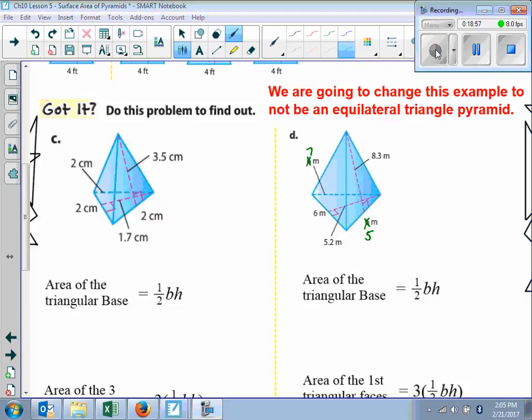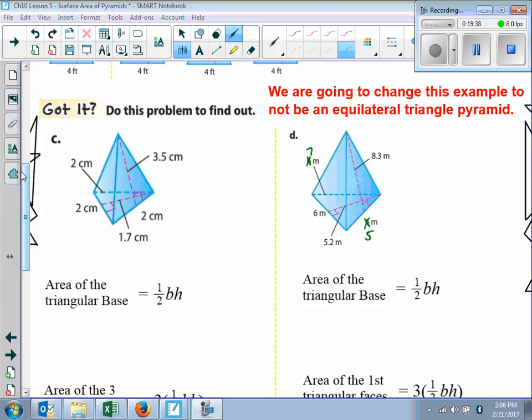All right, so we're going to do example D, right? And here we're going to change this because I wanted to show you how to do this if it's not an equilateral triangle, okay? Because all of the examples in the textbook are equilateral triangles. So here I just changed a couple of the measures. You can see now we have 6 meters for this side of the base, 5 meters for this side of the base, and 7 meters for that side of the base. Is everybody with me? And then for the slant height, I'm going to use 8.3 for all of them.